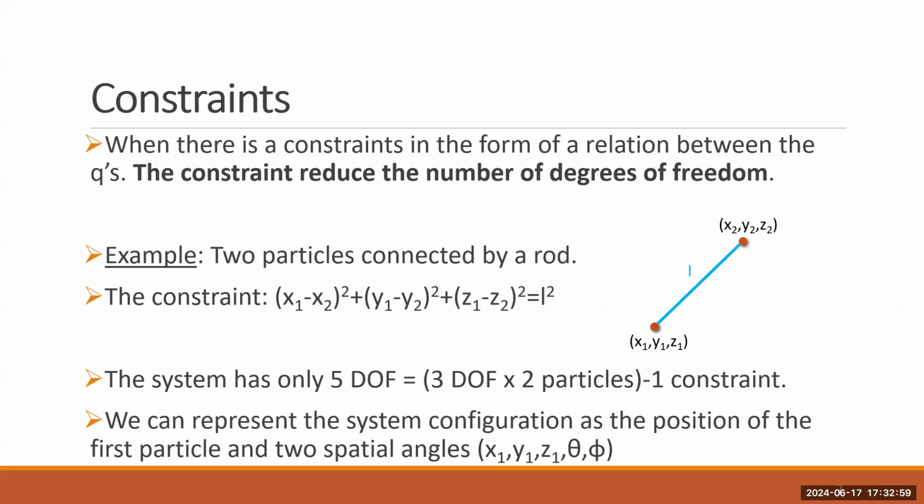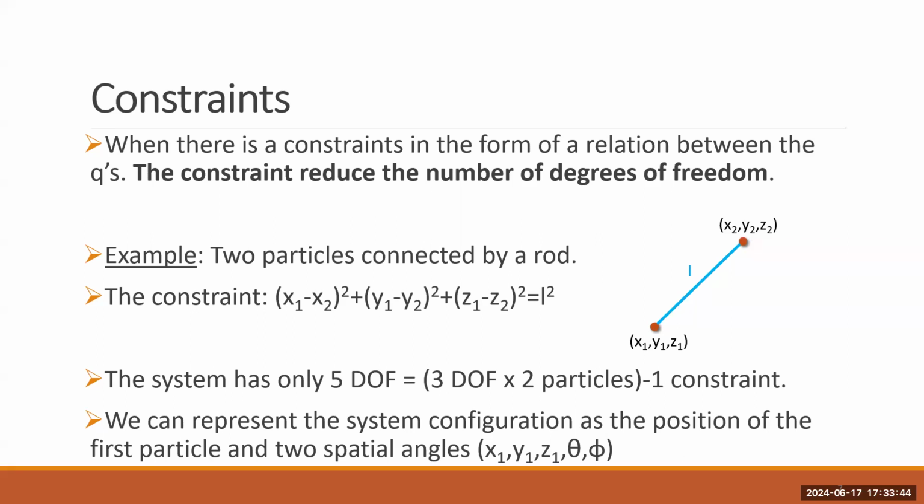Another term that you should understand is the constraints, and we'll talk a little bit about constraints. When there is a constraint in the form of a relation between the configuration parameters, the constraint simply reduces the number of degrees of freedom. So say, for example, I have two particles. Each of them has 3 degrees of freedom. So together they have 6 degrees of freedom.